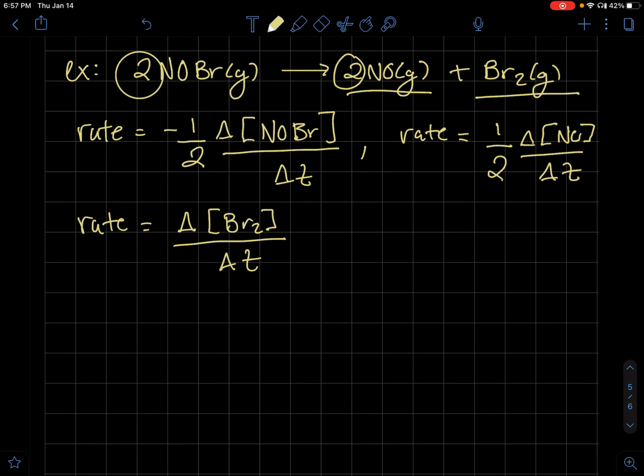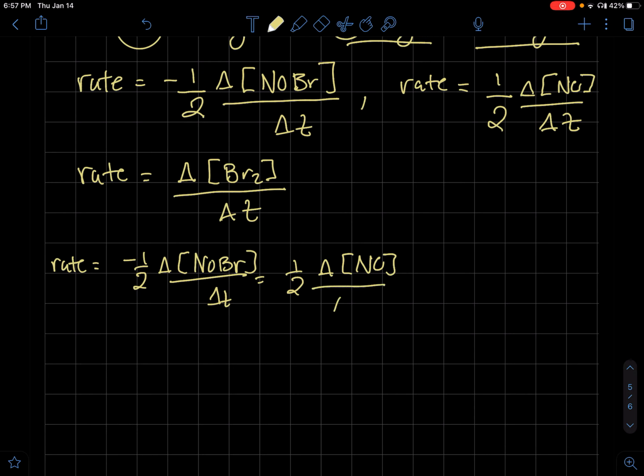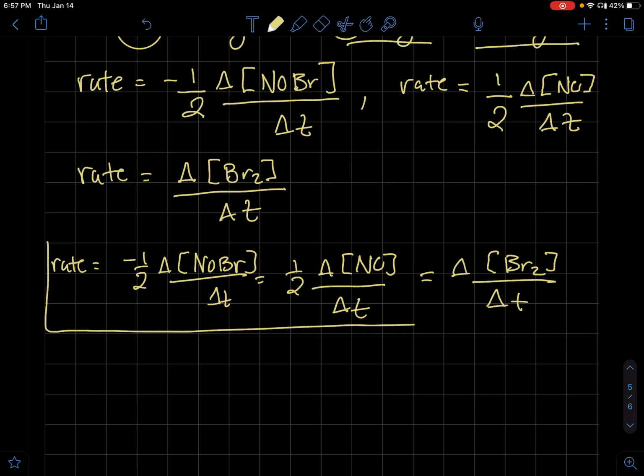So now we can put it all together. So our rate, I'm going to try to write this a little small. It's going to be negative 1/2 times change in concentration of NOBr over change in T, which is equal to the 1/2 times the change in concentration of NO over change in T, which equals the change in concentration of Br2 over change in T. And this is the whole rate equation.